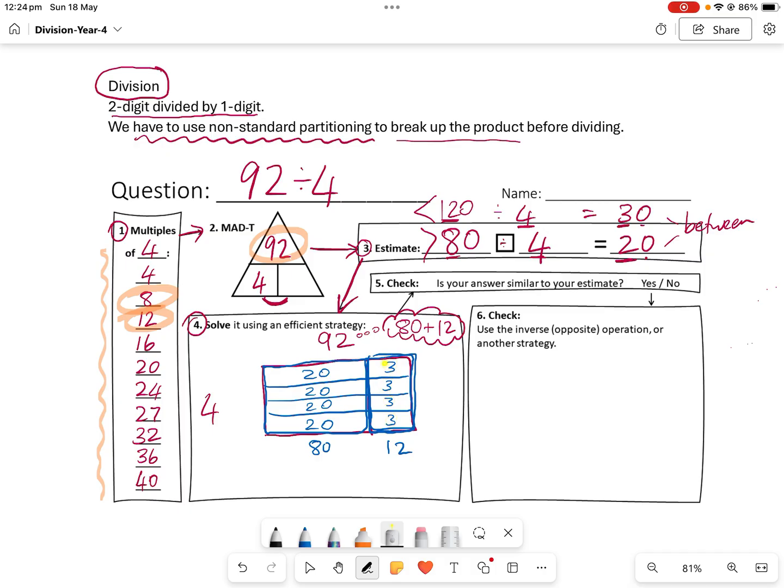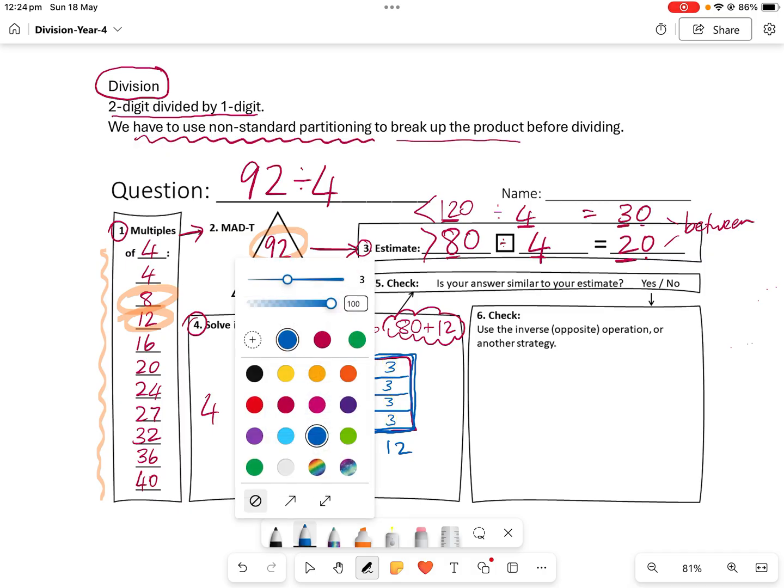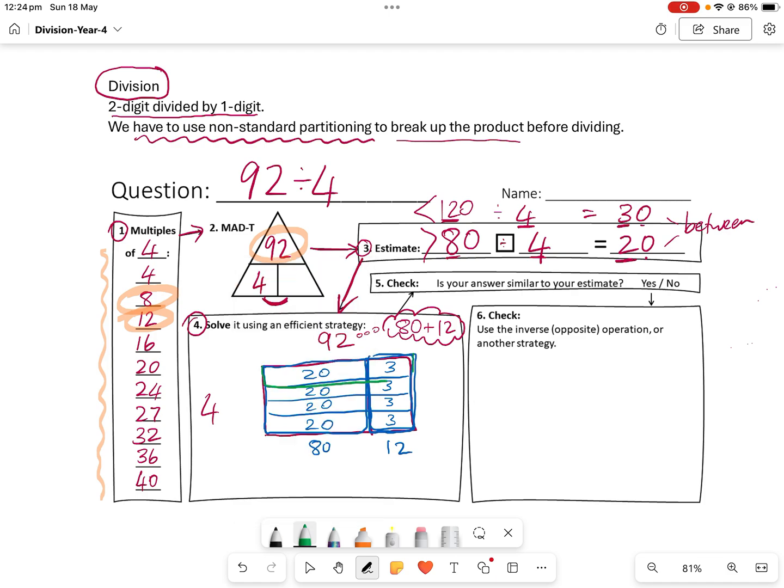So what I really wanted to find out was what one of those parts is. That's what dividing is. I'm trying to find out what one of those 4 parts is worth. So that's 20 plus 3, so that's 23 is one of those parts. I think my answer is going to be 23. So let's go to the next step, which is checking if our answer is similar to our estimate. My answer so far is 23. Is 23 between 20 and 30? Yes, so I'm pretty happy with that.